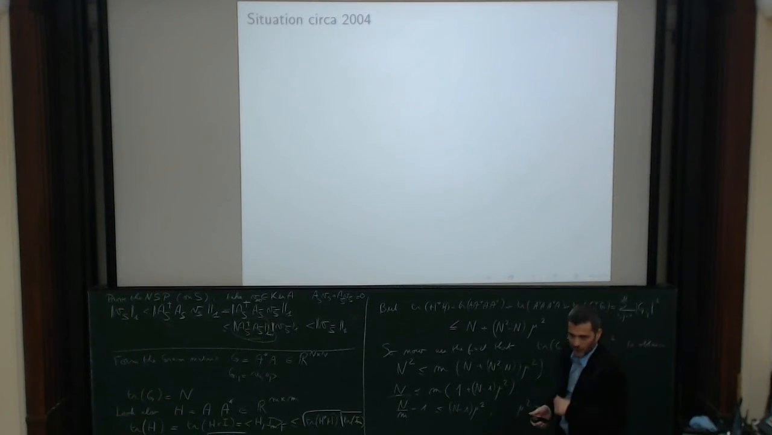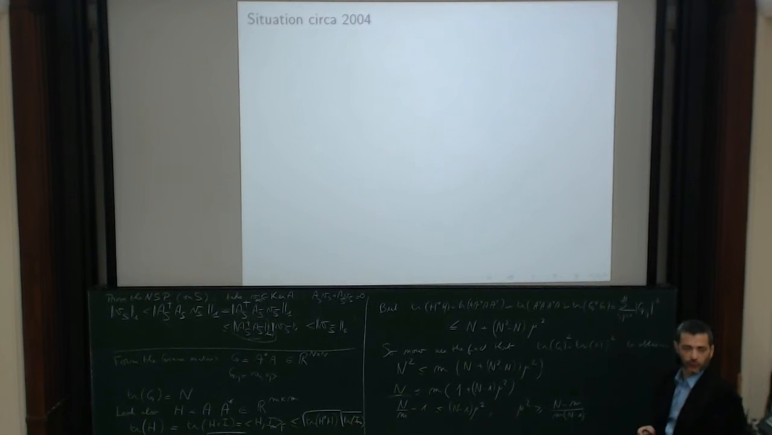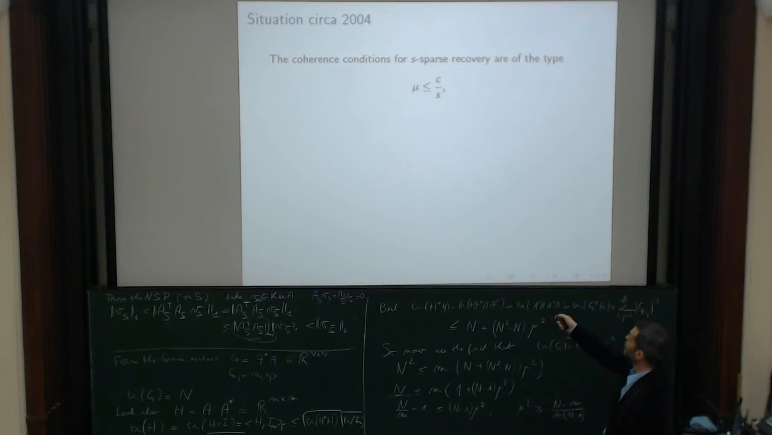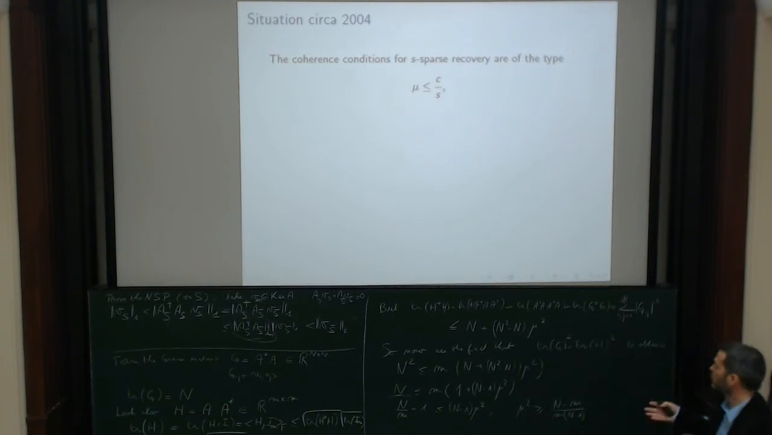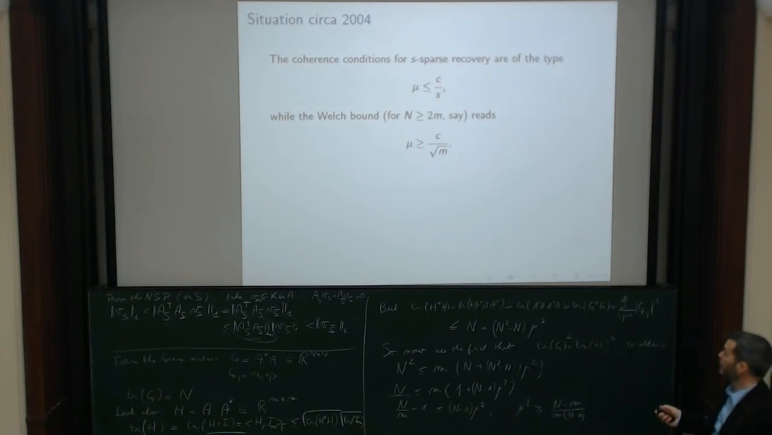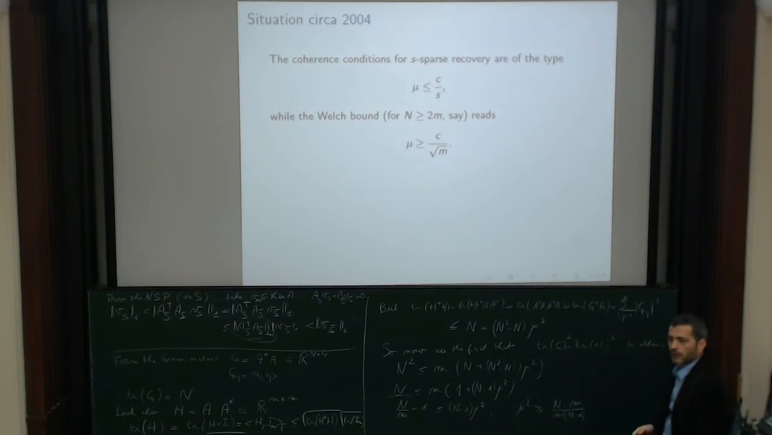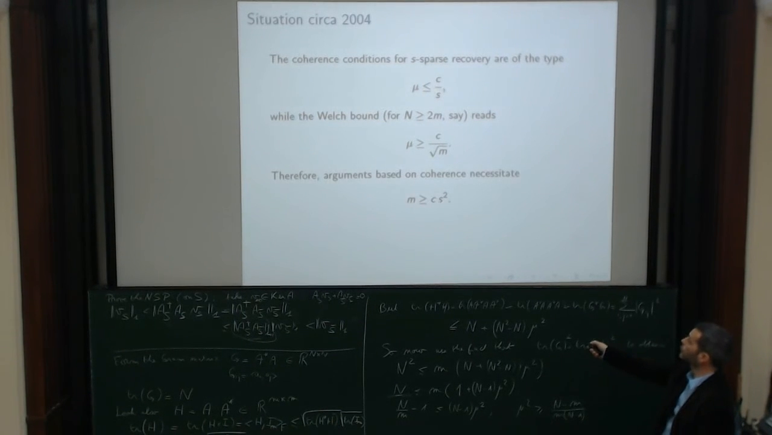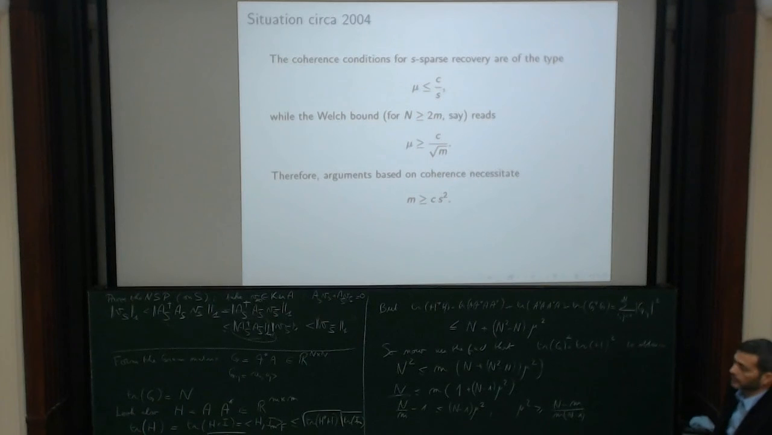All right, so here's the situation that was in about 2004 with conditions based on coherence. So to sum up, the coherence conditions that we need to guarantee a sparse recovery are of the following type. The coherence has to be smaller than something over S. However, the Welch bound tells you, roughly when N is large enough, that the coherence is larger than some other constant, not the same constant, over square root of M. So if you want to fulfill both of them simultaneously, you need this to be smaller than that, or in other words, M has to be larger than some constant times S squared, right? So any argument based on coherence will necessitate a number of measurements scaling quadratically in S.